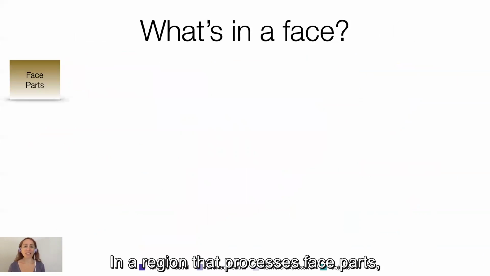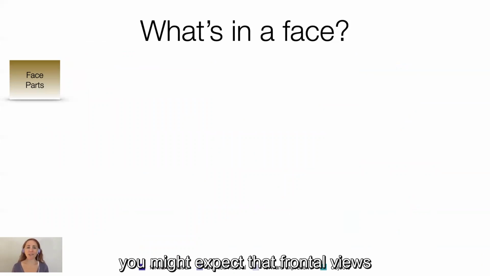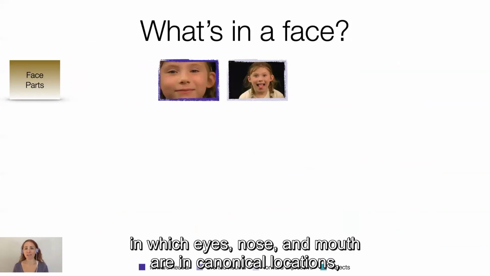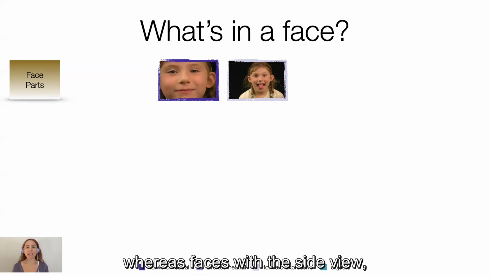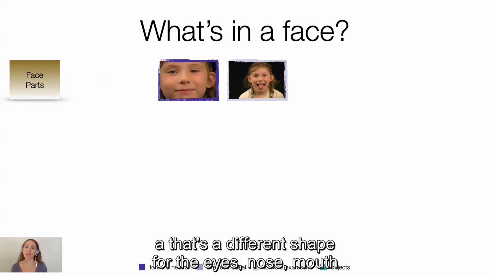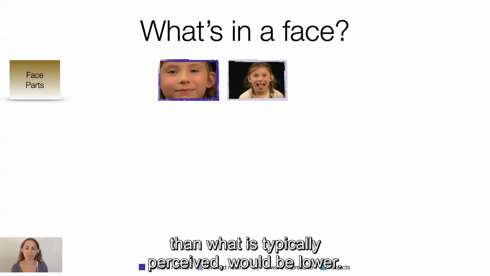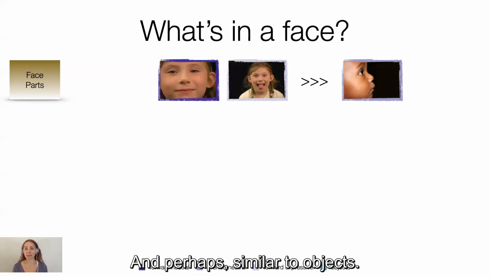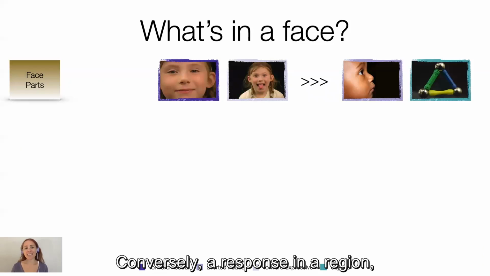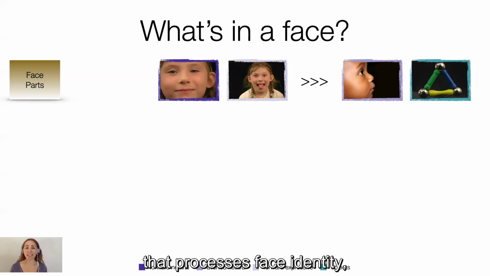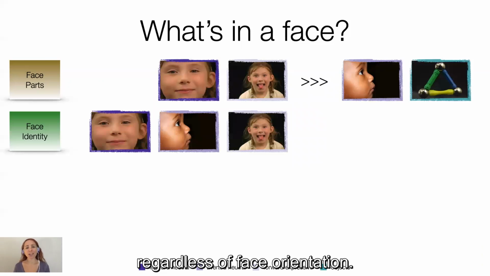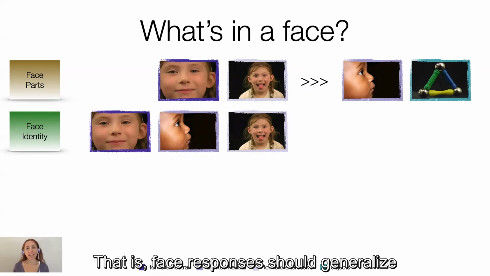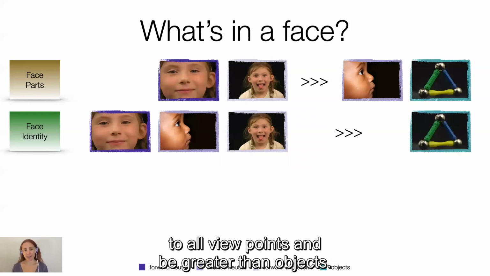In a region that processes face parts, you might expect that frontal views, in which eyes, nose, and mouth are in canonical locations with typical shapes, would have a high response, whereas faces with a side view, and thus a different shape for the eyes, nose, and mouth than what is typically perceived, would be lower and perhaps similar to objects. Conversely, a response in a region that processes face identity should be able to recognize the identity of any face, regardless of face orientation. That is, face responses should generalize to all viewpoints and be greater than objects.